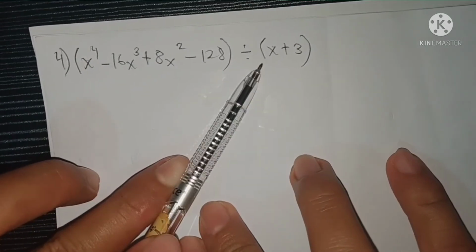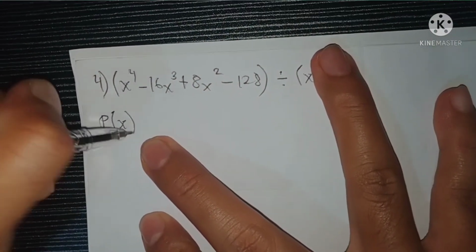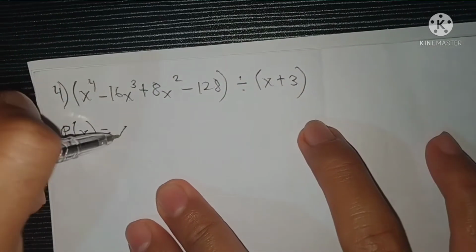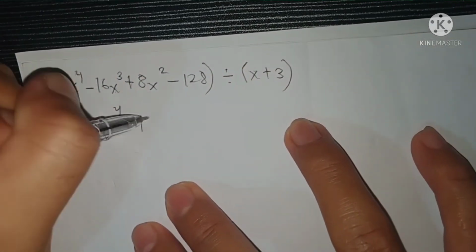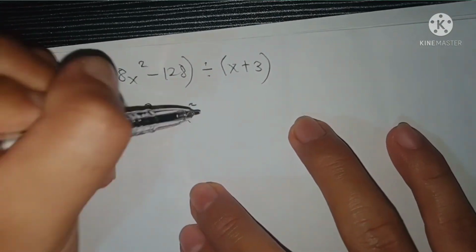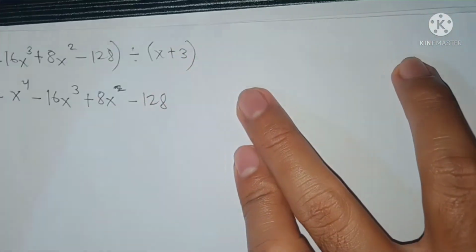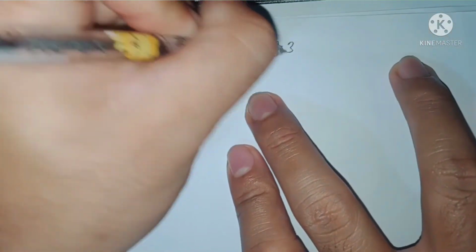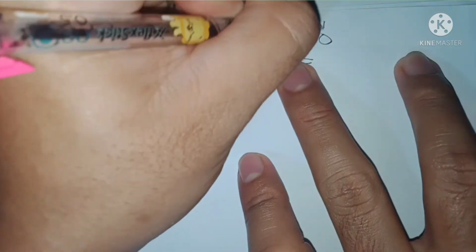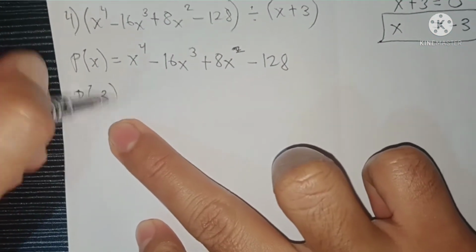And then for number 4, we have x raised to the 4th power minus 16x cubed plus 8x squared minus 128 divided by x plus 3. So, ano yung remainder? We have p of x is equal to x raised to the 4th power minus 16x cubed plus 8x squared minus 128. And so, equate the divisor to 0. You have x plus 3 equals 0. Find the value of x. So, from being positive, pag inilipat sa kabila, magiging siyang negative 3. Ayun. So, kunin yung value ng p of negative 3.